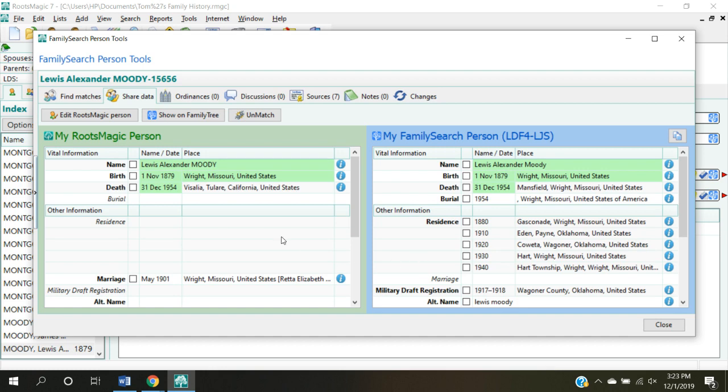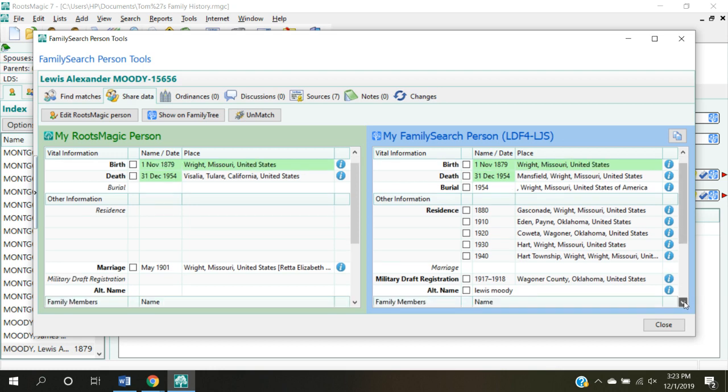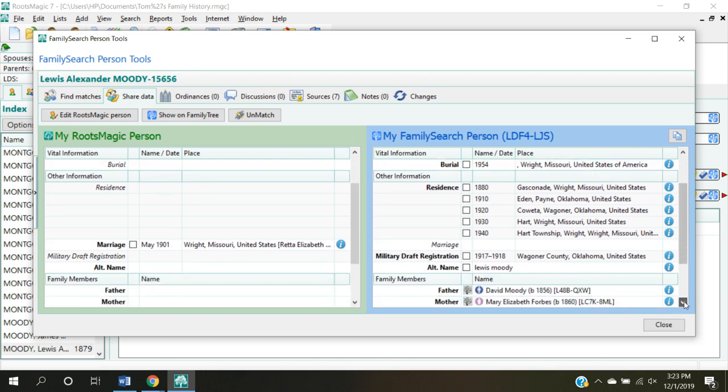Now, I believe from what I've looked up, this man died in California, but I don't know that for sure. So I'm just going to leave mine like that and theirs like that. It says here he was buried in Wright, Missouri. So it's possible that he died there. I don't know for sure, but he's dead, and that's the way I'm leaving it for now.